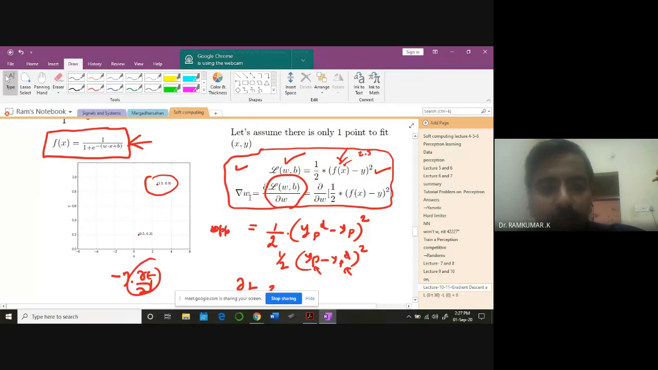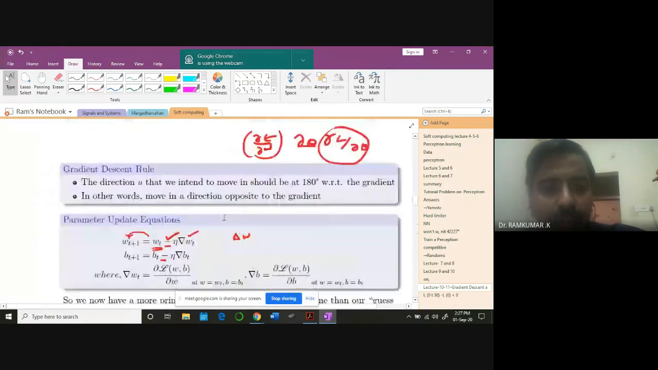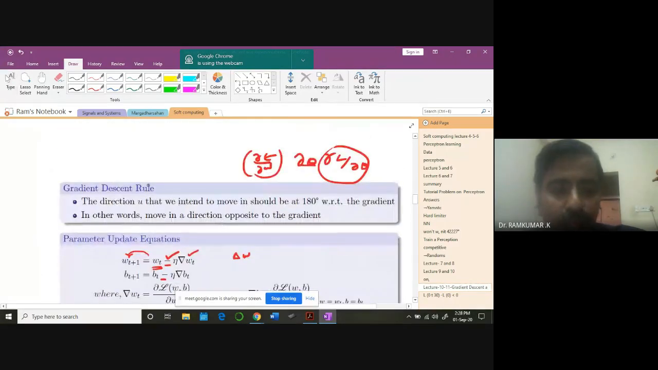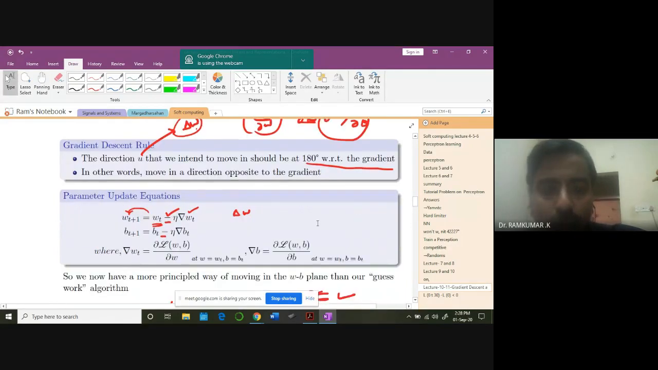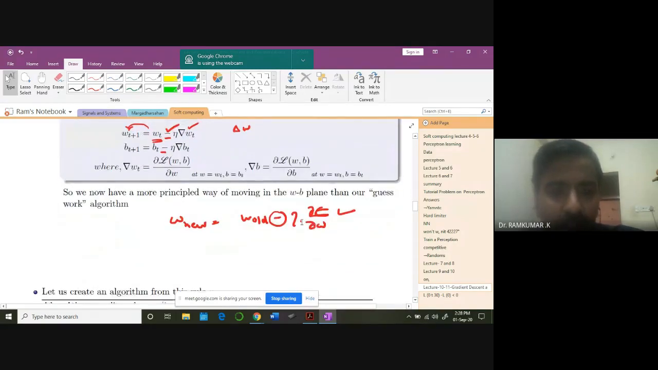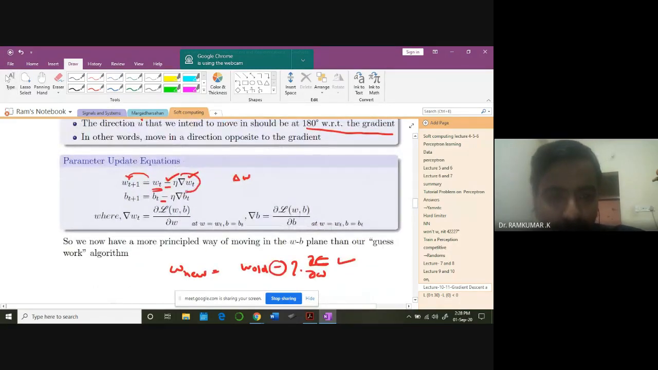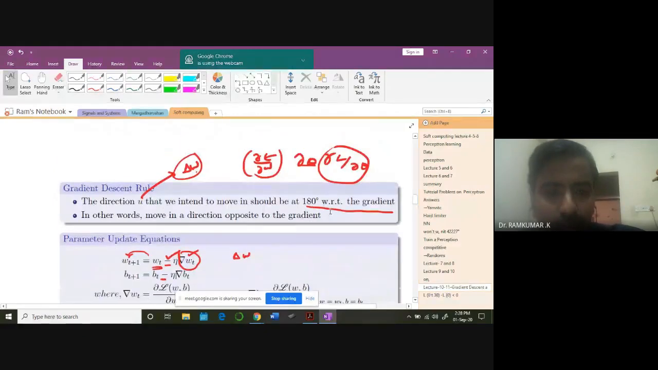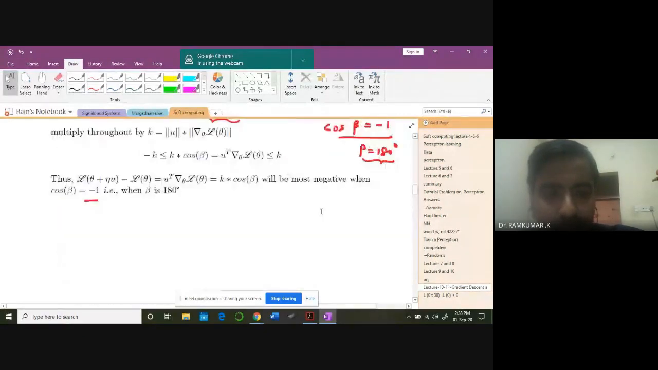That's what we've seen by this cosine angle. We've seen this, the direction u. U here indicates the new weight, delta w, the updated value of this. So it should move in the direction 180 degrees with respect to the gradient. Otherwise, move in a direction opposite to the gradient. So that's what this idea is. See here? So we are getting a negative value. That's why. So that's the idea.